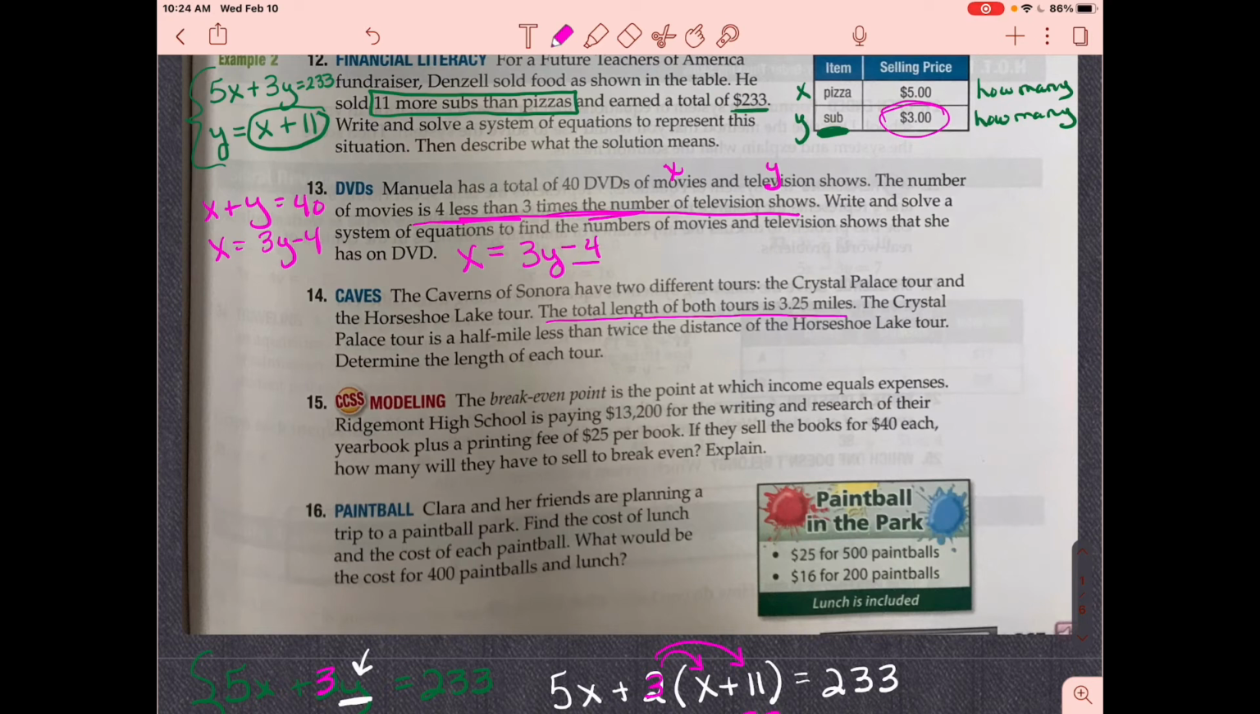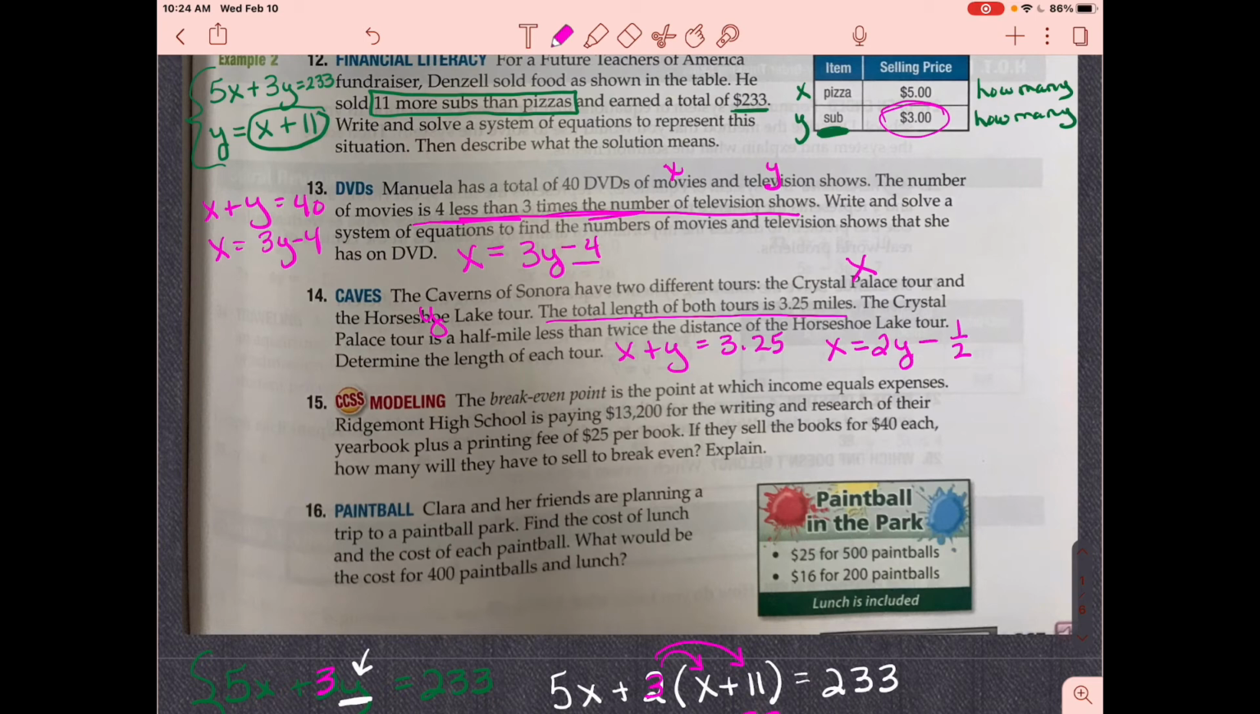So we have Sonora, Crystal Palace, make that x, and Horseshoe Lake will make that y. And I know then that x plus y equals 3.25. Okay, that's one of my pieces of information. That's the adding up part of it. Then the Crystal Palace tour is half a mile less than twice the distance of the Horseshoe tour. So if Crystal Palace is x, it's going to equal twice the distance of the Horseshoe tour, half a mile less than.